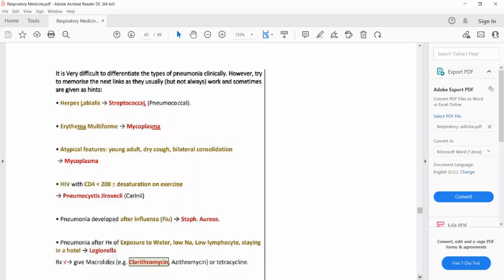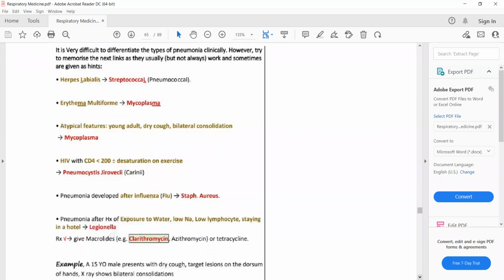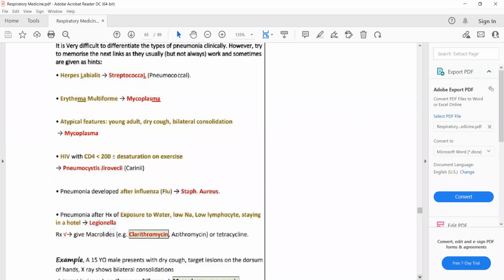So now again, a revision of some differentiating points of pneumonia caused by different organisms. Herpes labialis, streptococcal pneumonia, erythema multiforme. So mycoplasma causes atypical pneumonia, that is dry cough and bilateral patchy consolidation. And another point for the diagnosis of mycoplasma is erythema multiforme.